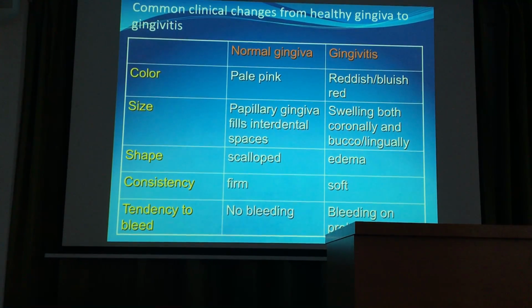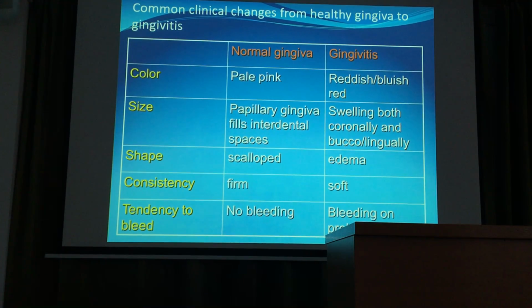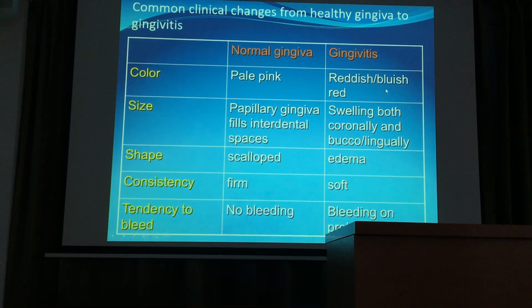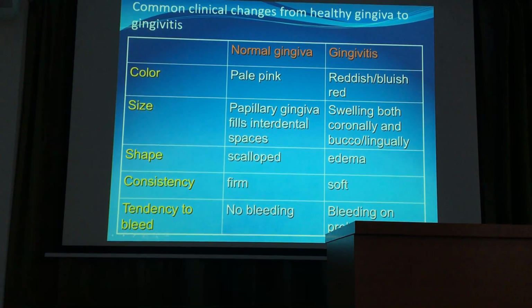So these are the common clinical changes from healthy gingiva to gingivitis. The color changes, so it's more reddish, more bluish, as we see in the previous pictures. The size, the shape, the consistency, and the bleeding tendency, okay? I think this is also part of the minimum knowledge to memorize.